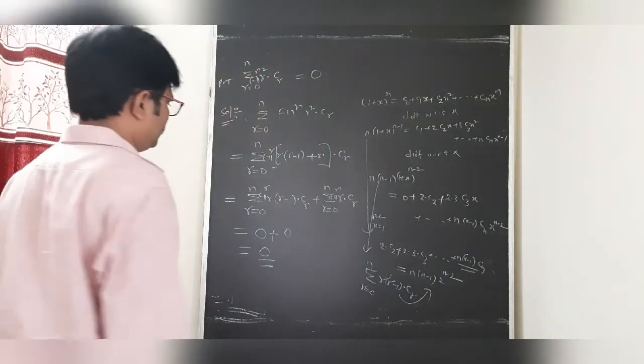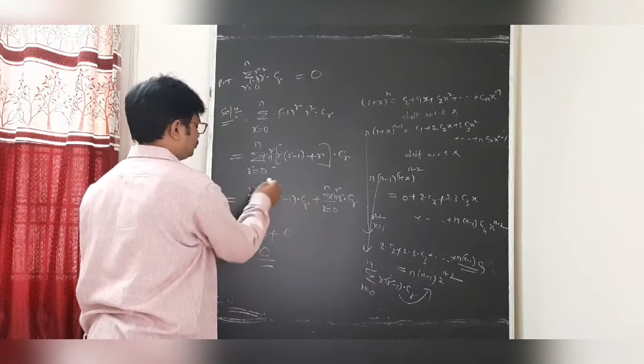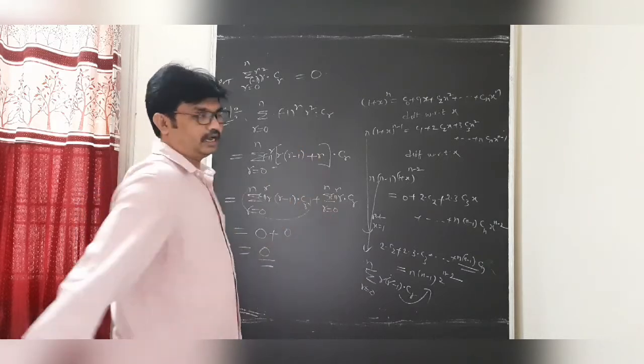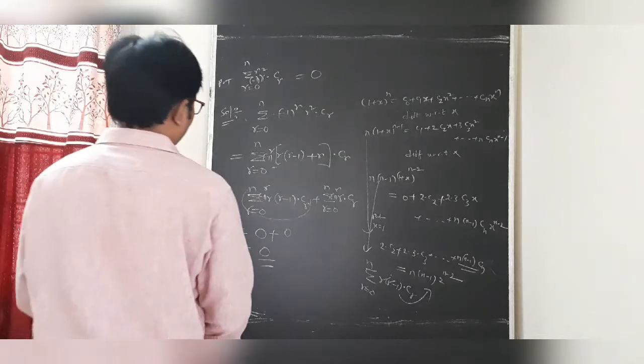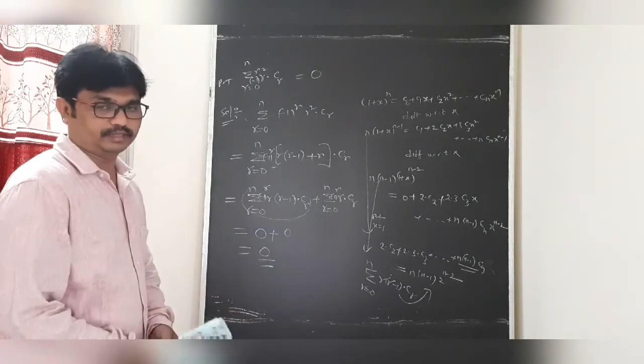Right now students, for this proof, another method is also there. If r square and r cube terms are there, the alternative method is there. So right now I will explain the alternative method.